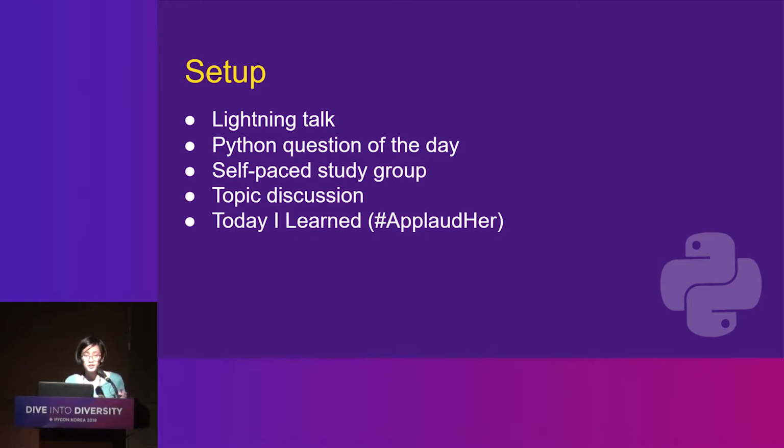And during the study group itself, this is the setup that we have. So imagine that you attended our study group. First we start with a lightning talk. So what is a lightning talk? It's a 10 to 15 minute talk, anything about Python. You can share what your company does using Python, or if you have a project you made using Python, you can also share that in front.